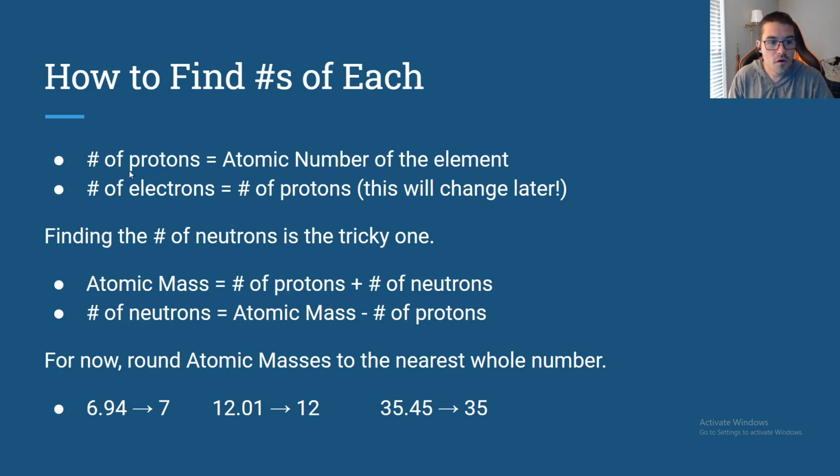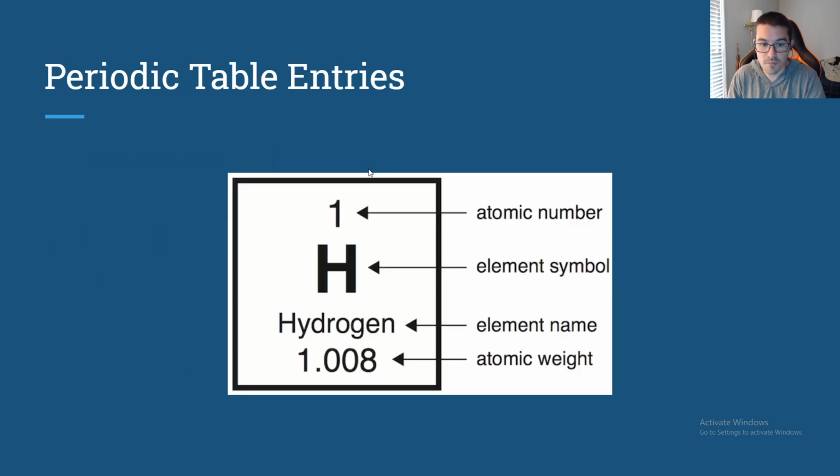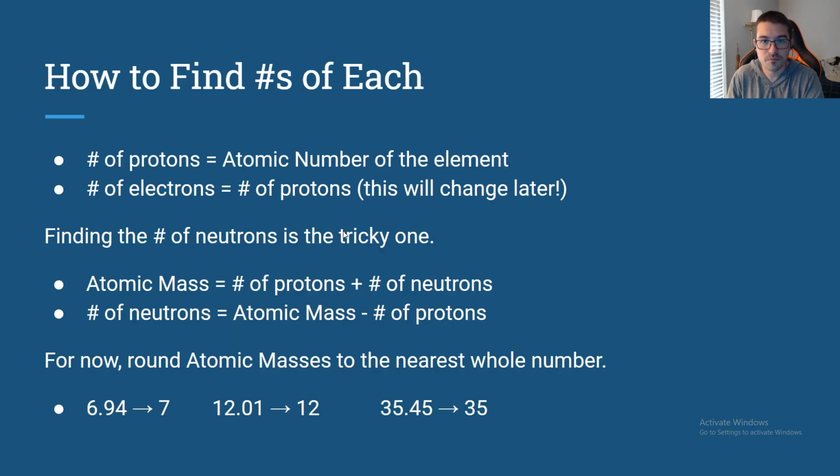Okay, the first two things here are super easy. Okay, the number of protons in an element is always equal to its atomic number. Okay, so for example, here in hydrogen, because it has the atomic number 1, I could say that it has 1 proton, and that's true. Okay, so this number up here is just always equal to the number of protons.